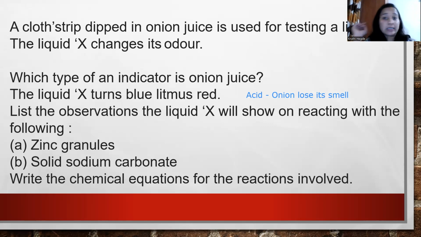So we have discussed a lot about the chemical properties of acids and even bases. In the coming video, again we'll discuss the leftover properties.